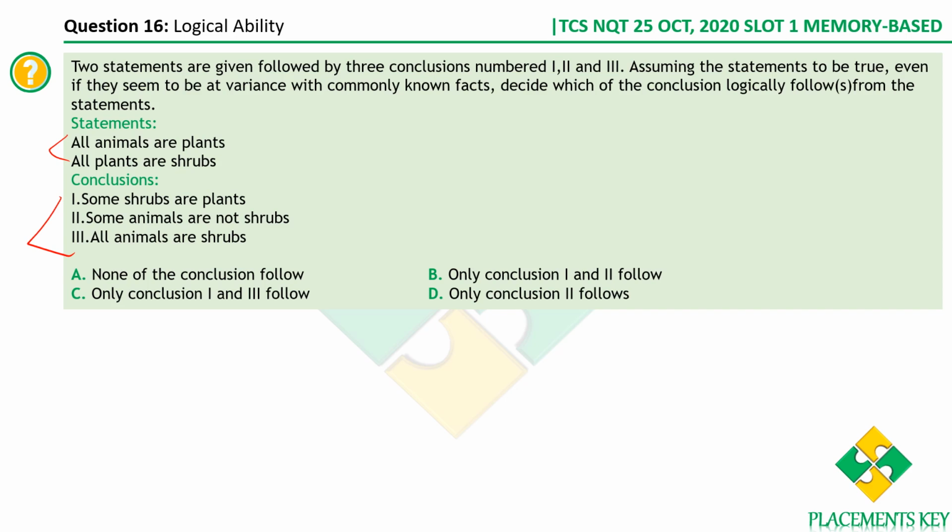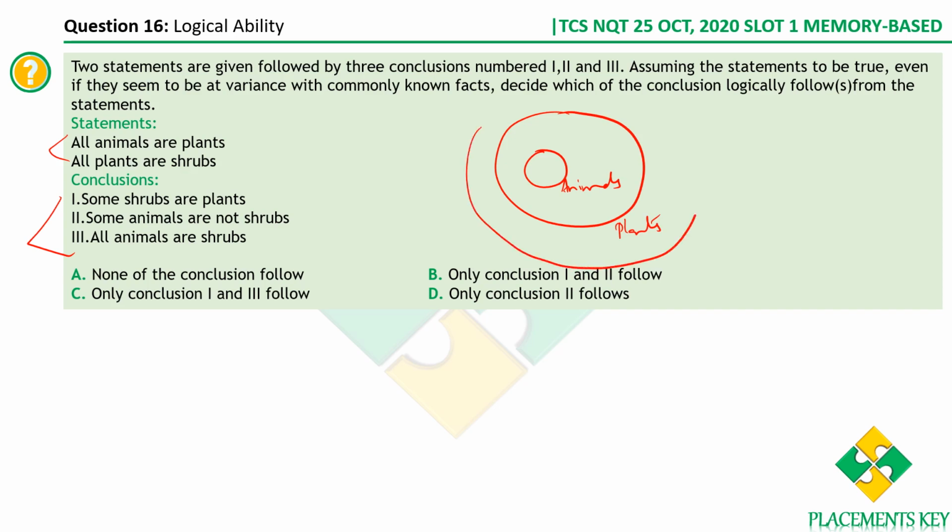Okay, all animals are plants, right? That means the entire Venn diagram representing animals is within plants. All animals are within plants. Okay, and all plants are shrubs. So let's also take one more, because all plants are shrubs.